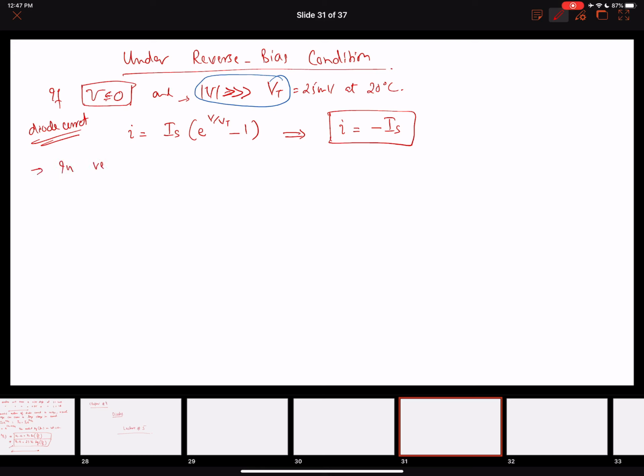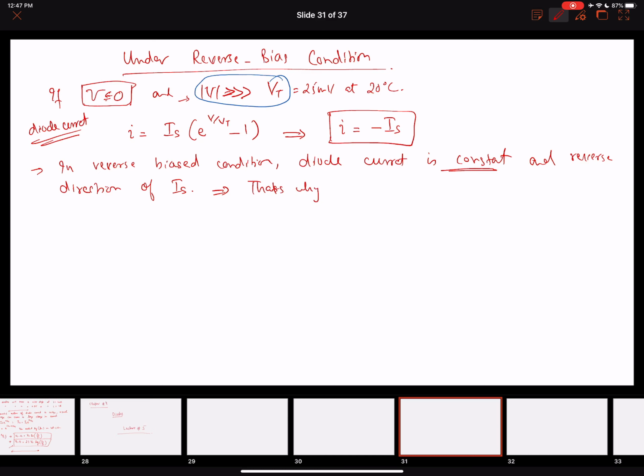So in reverse biased condition, the diode current is constant, and in the reverse direction of Is. Since it is constant, that is why it's called the saturation current.